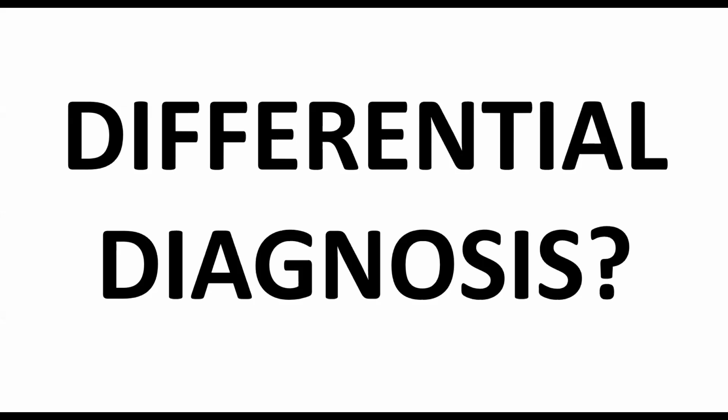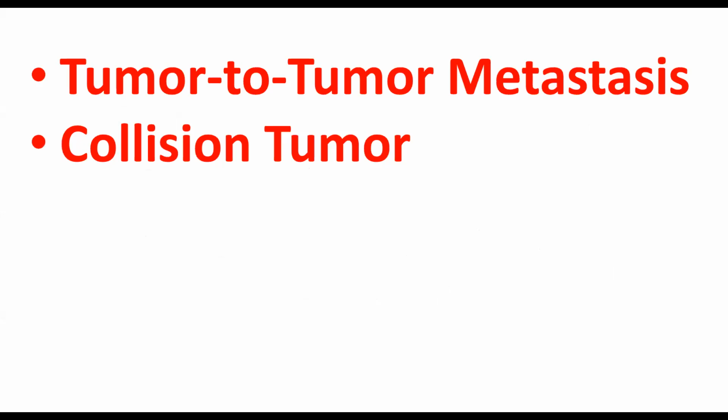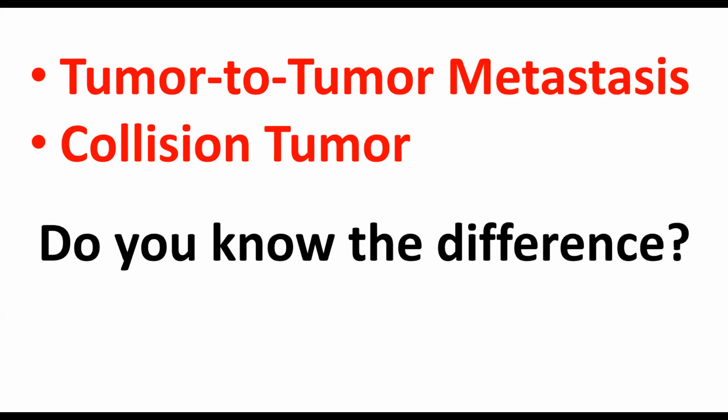Okay, well, listen, but more interestingly, how about this? Tumor-to-tumor metastasis and collision tumor. Those are both in the differential diagnosis. And in both cases, and even the floater, it's prostate carcinoma in schwannoma, but there's a big difference between tumor-to-tumor metastasis and collision tumor. All right, do you know the difference between those terms? Can you apply them correctly?